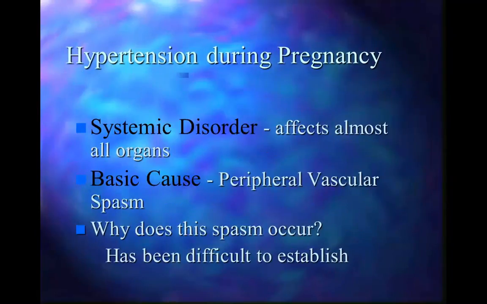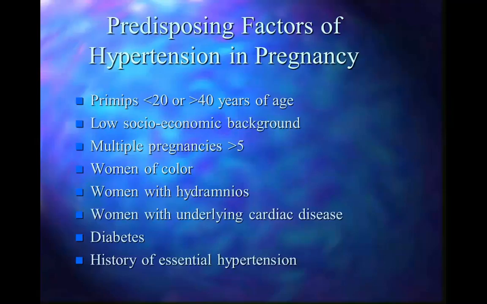We do know that it's a systemic disorder. It affects almost all organs, and the basic cause of it is peripheral vascular spasm. But the big question is, why does this spasm occur? And that's been very difficult to establish.